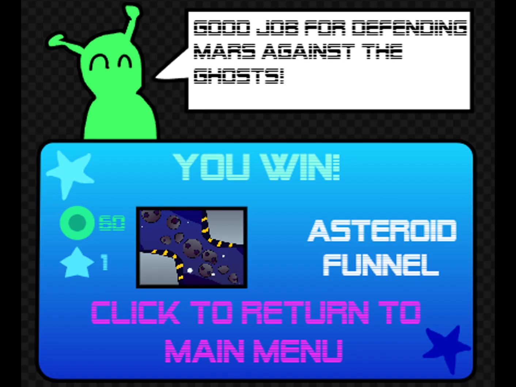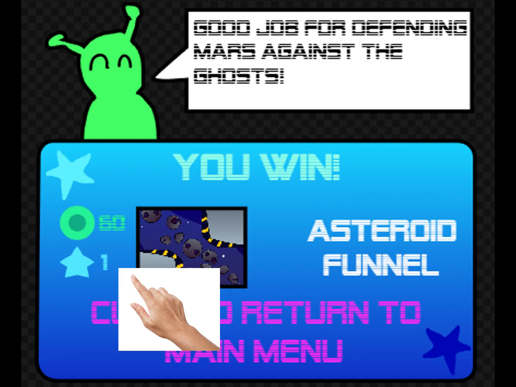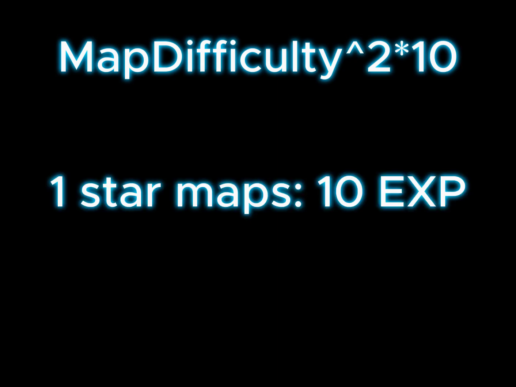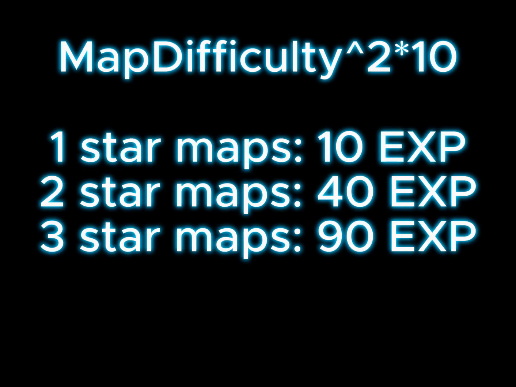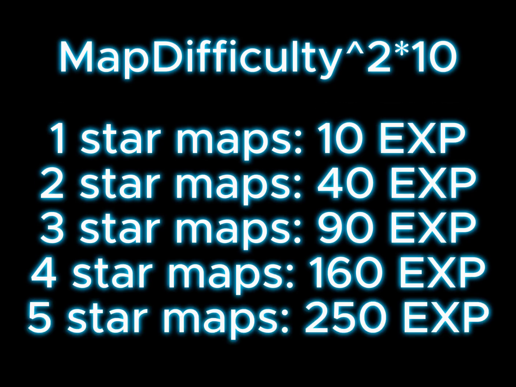When beating maps, you get EXP and AP. The AP reward is shown from the preview of the maps in the map menu. EXP has a formula to decide how much is given to you. When beating a map, it takes a map's star difficulty, puts it to the power of 2, then multiplies it by 10, and that's how much EXP you'll get from beating a map. 1-star maps give you 10 EXP, 2-star maps give you 40 EXP, 3-star maps give you 90 EXP, 4-star maps give you 160 EXP, and 5-star maps give you 250 EXP.